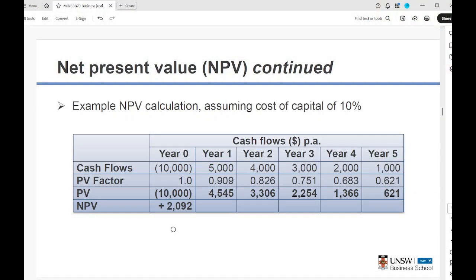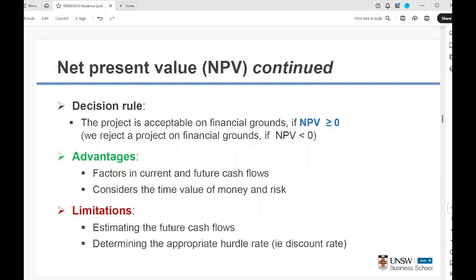So that's the example we've been through there, 2092. So the decision rule that we typically take is if NPV is positive, we'll accept the decision. If NPV is negative, we're going to reject the proposal.